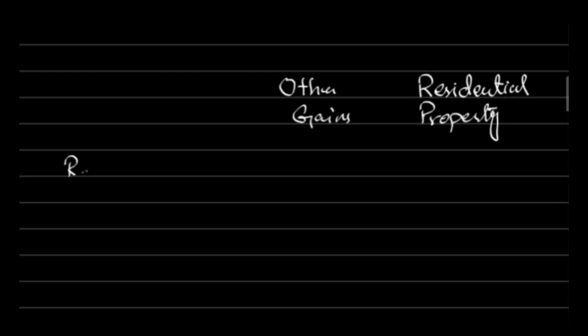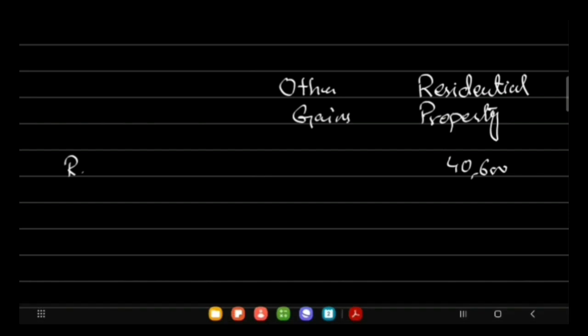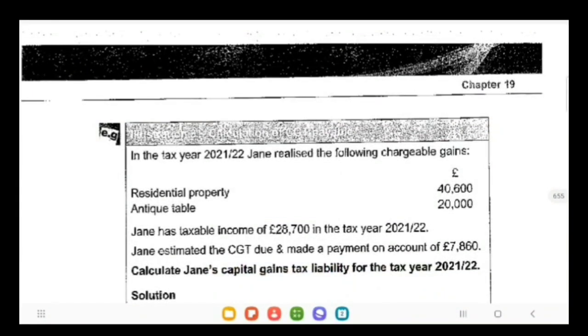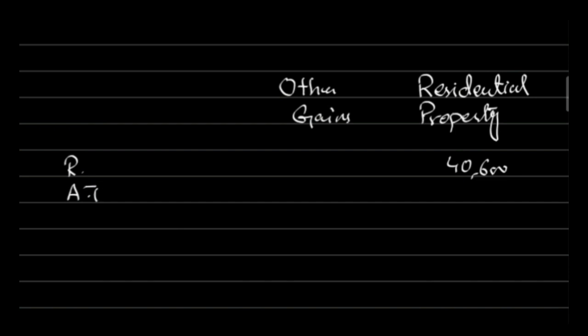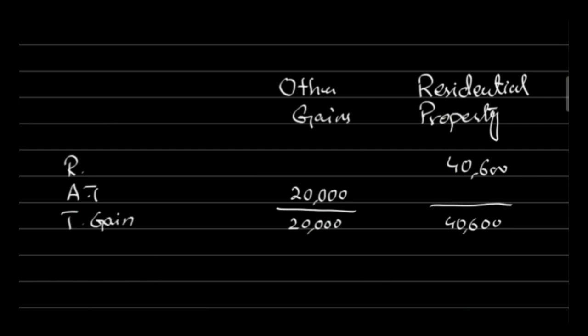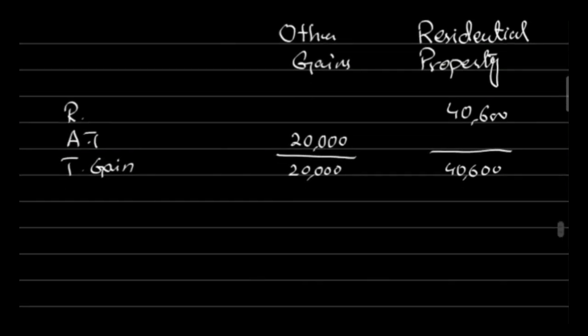Residential property gain is 40,600, while other gain is on the antique table, and that is 20,000. Say there is only one residential property sold during this year and one other asset sold during this year. So the total gain is, on the sale of other capital asset 20,000 and on the sale of residential property 40,600.